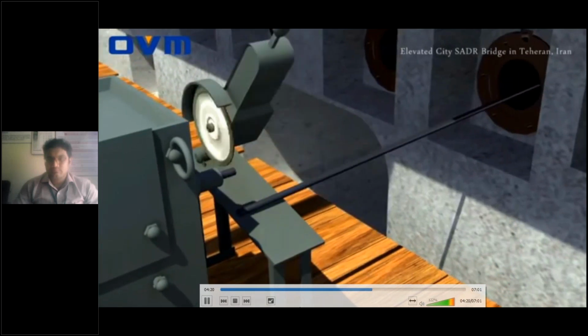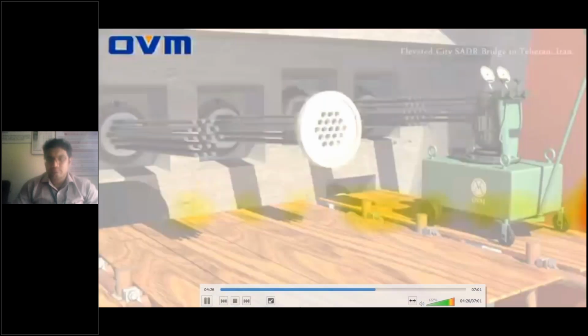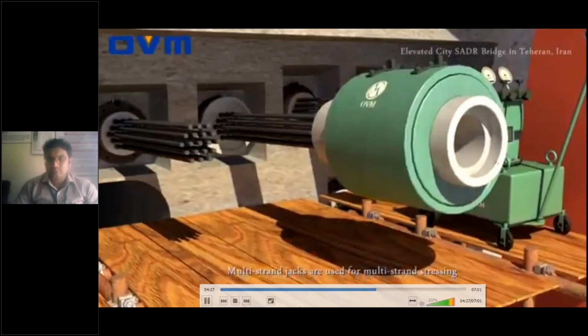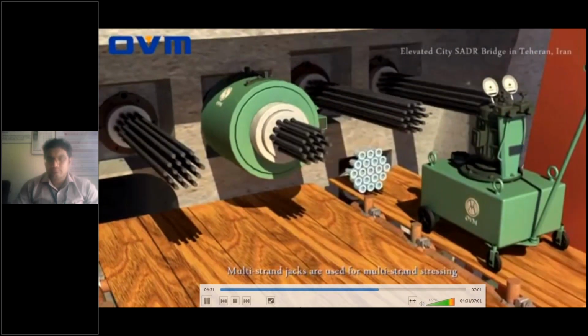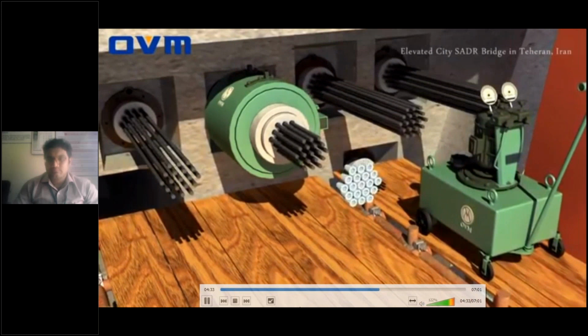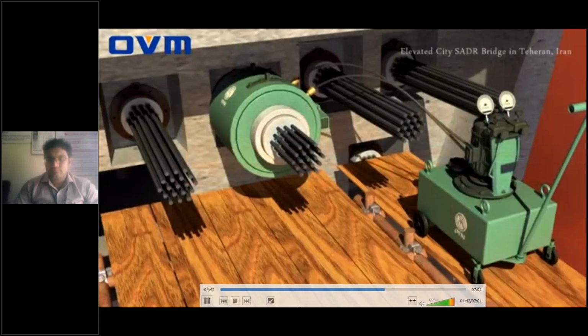Multi-strand stressing. Multi-strand jacks are used for multi-strand stressing. Anchor head, jack, and dual anchor shall be installed in such a manner that they fit tightly with shafts. The external cable should be stressed from both ends synchronously.